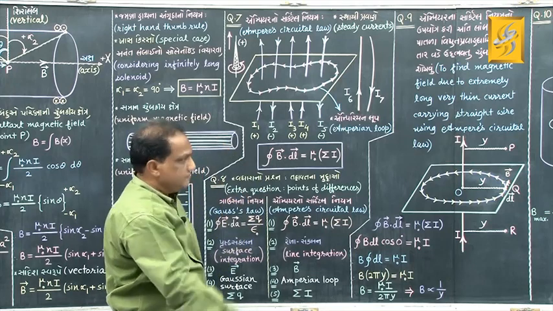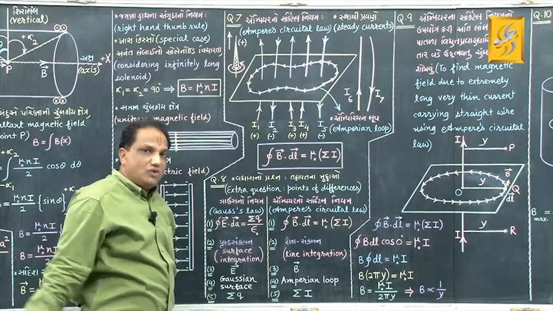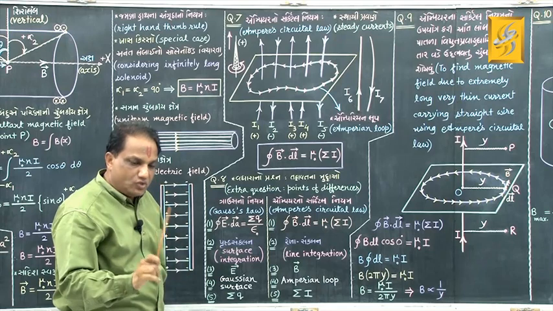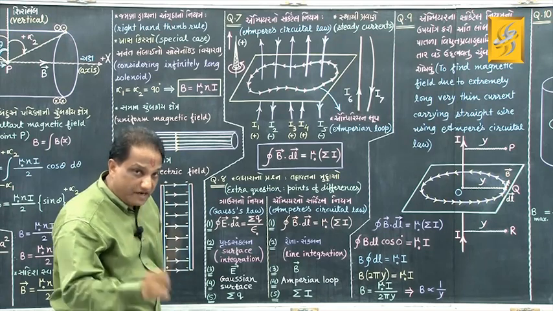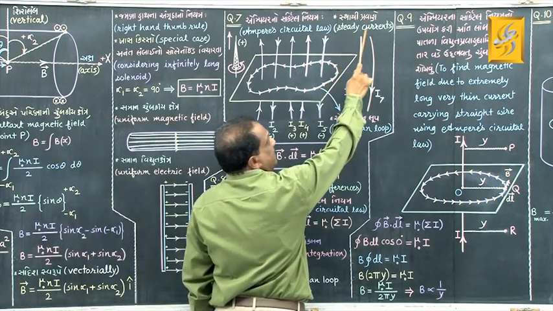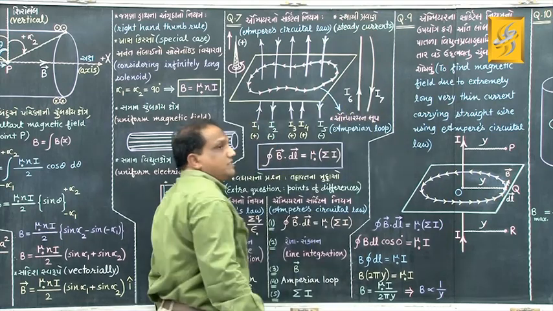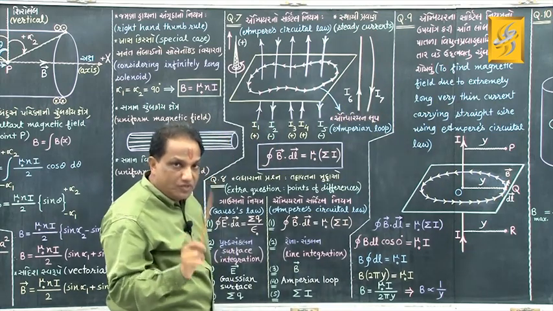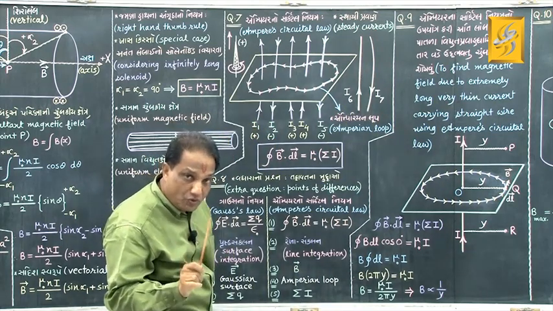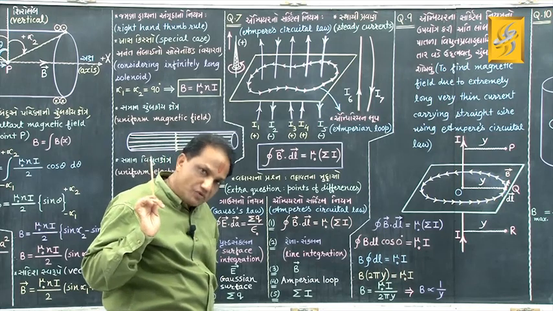Got it? Fine. There is a limitation of this Ampère's circuital law. It is to be applied only for steady currents. Steady current is that which continues to flow in the same direction with the same magnitude. It is called steady current. Okay? Fine.